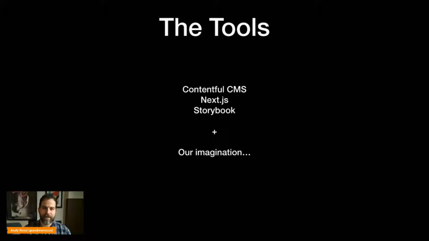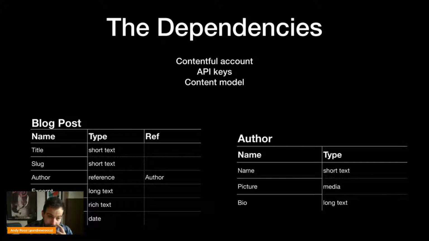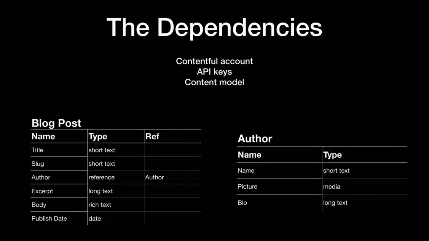So we need Contentful, we have Next.js and Storybook, and our imagination. What can we do with these tools together? There are a couple of dependencies here. You need to have a Contentful account. I mean, this is a Contentful course. We have to have an API key set up for it, that includes the development environment for the content delivery API and the content preview API. And then a content model that fits this.